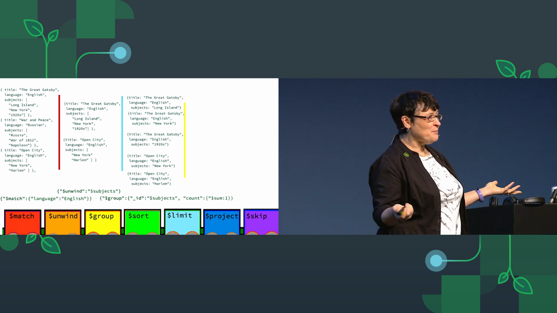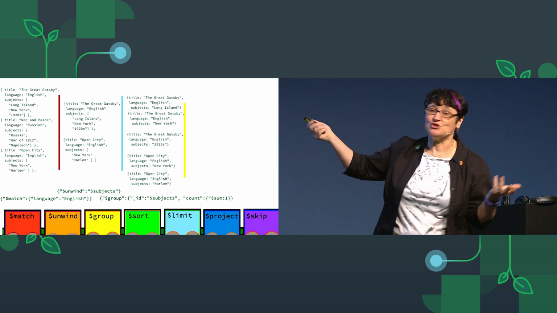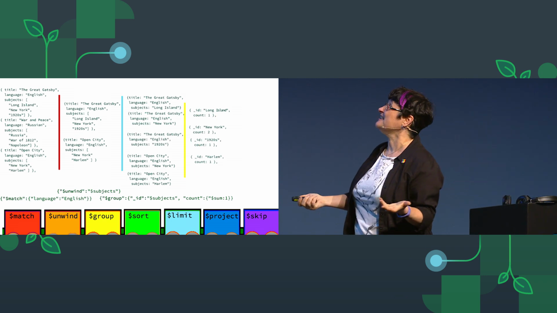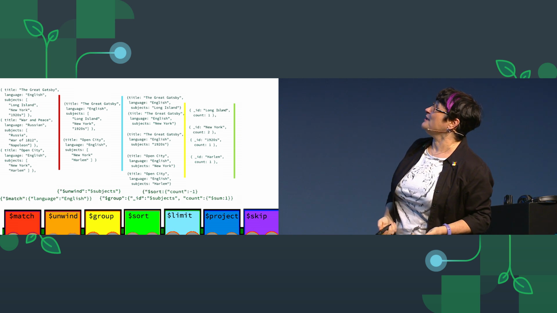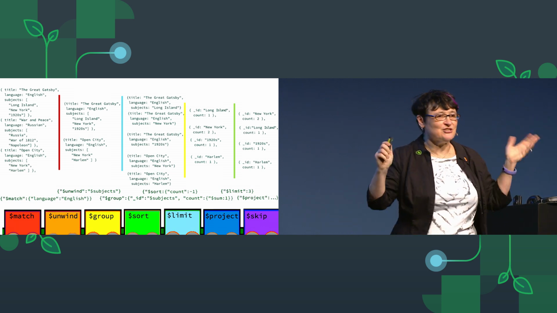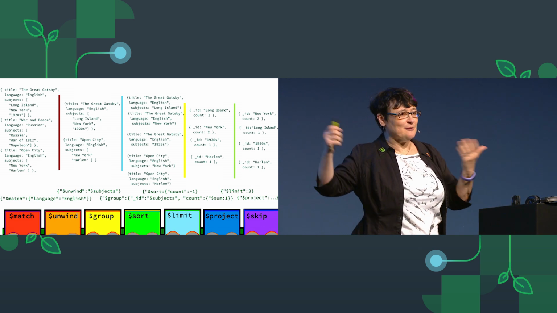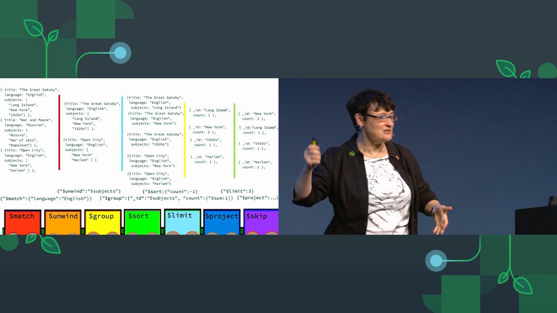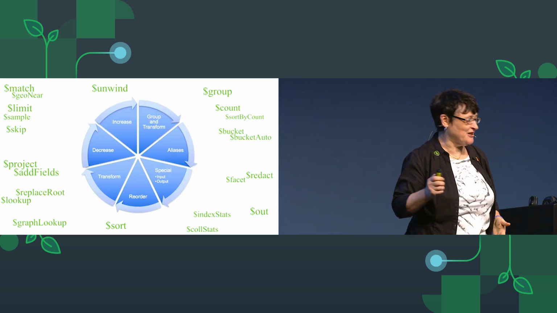Then we might want to group by something. Let's just say subject, and count how many there are in each. And then maybe we'll sort by count, and then maybe we'll do a limit, a project, skip, whatever. That's a basic pipeline. With me so far? I hope, because we're barely getting started.